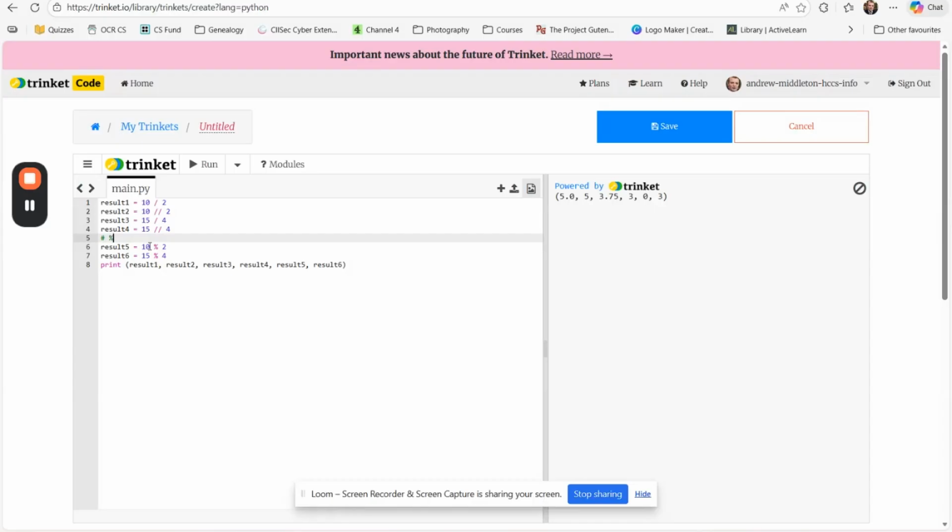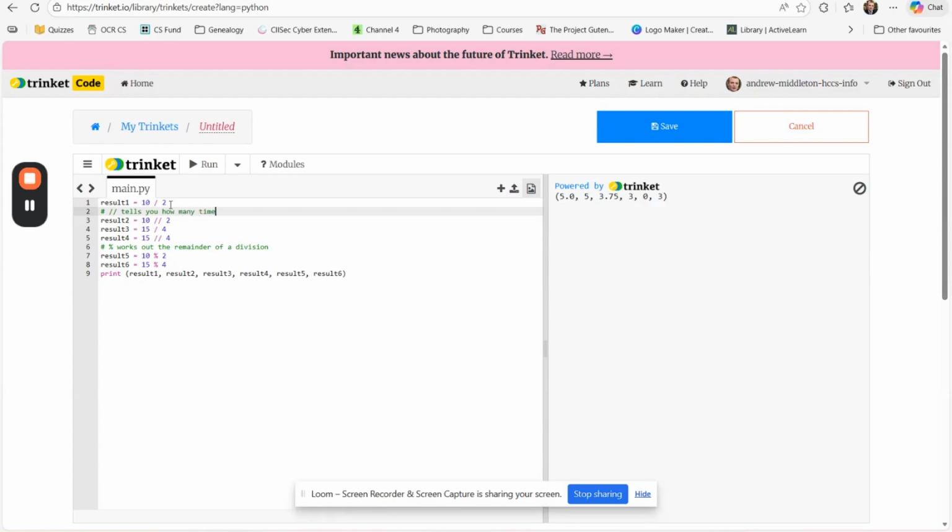But it's very useful for somebody else reading it. So you can say percentage works out the remainder of a division. Whereas you can say on something like that one, you can put a hashtag in and you could say divide tells you how many times a number goes into another number. How many times it does it as a whole number, how many times it's going into that number, whereas percentage is giving you the remainder.